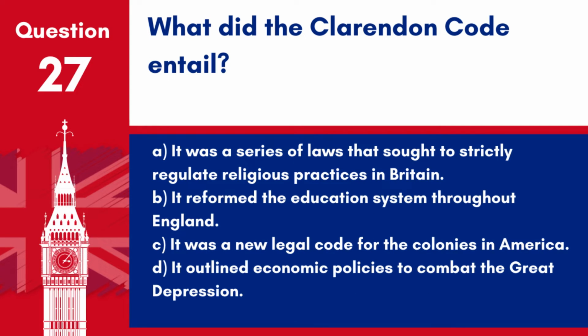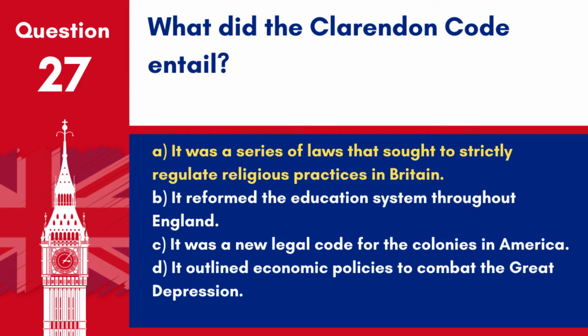Question 27. What did the Clarendon Code entail? A. It was a series of laws that sought to strictly regulate religious practices in Britain. B. It reformed the education system throughout England. C. It was a new legal code for the colonies in America. D. It outlined economic policies to combat the Great Depression.